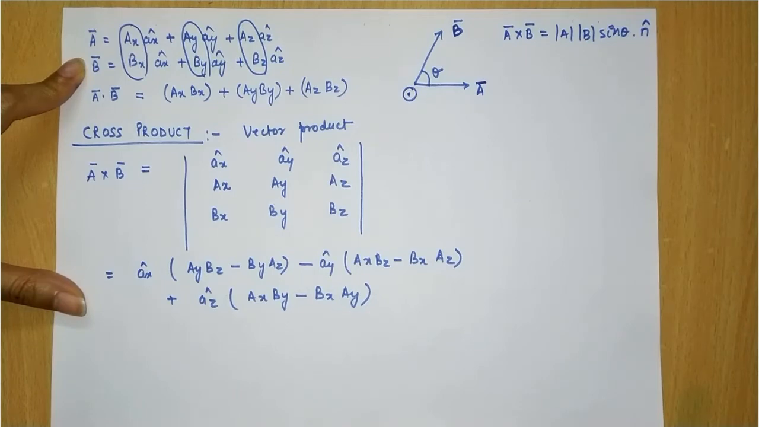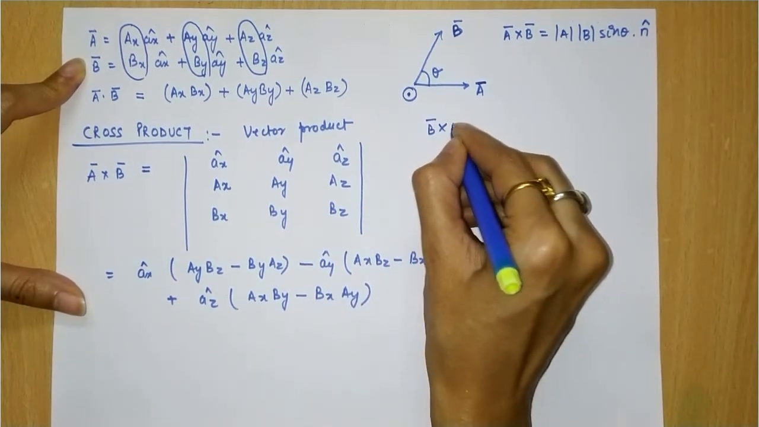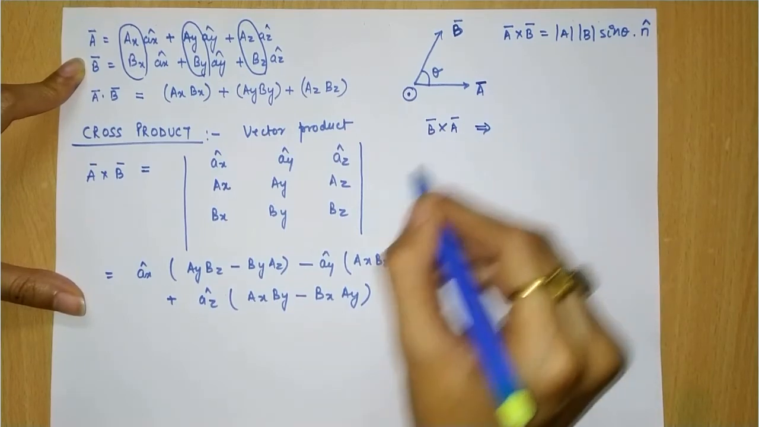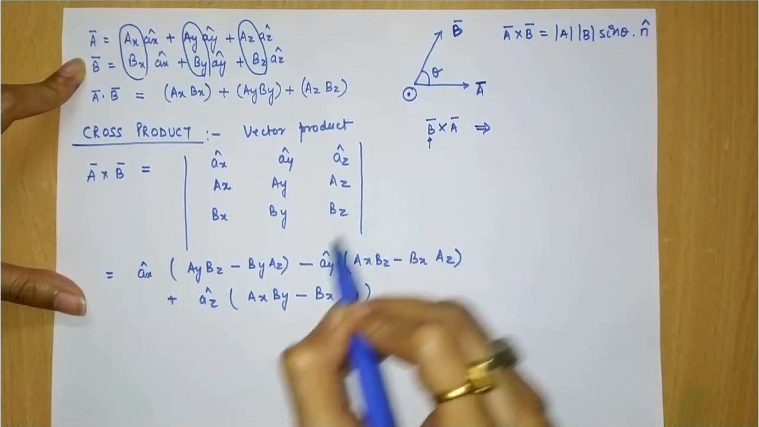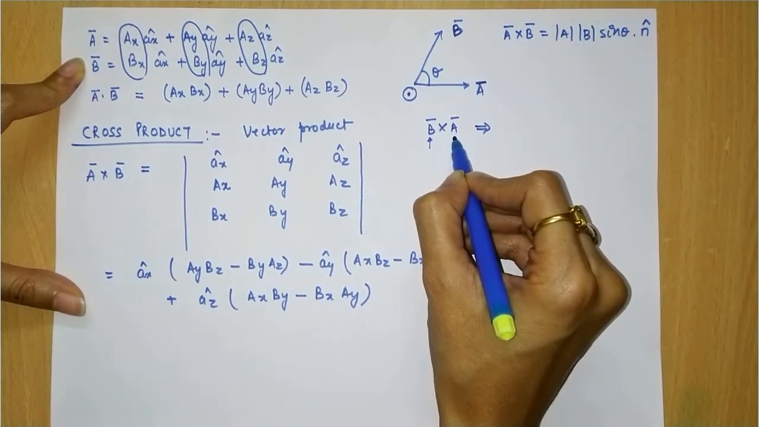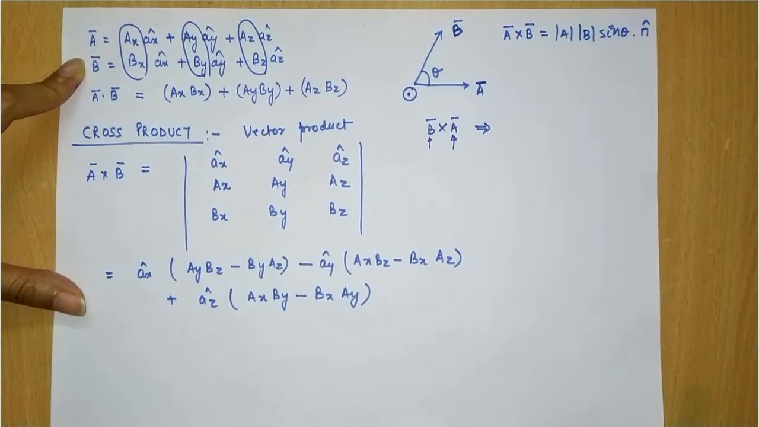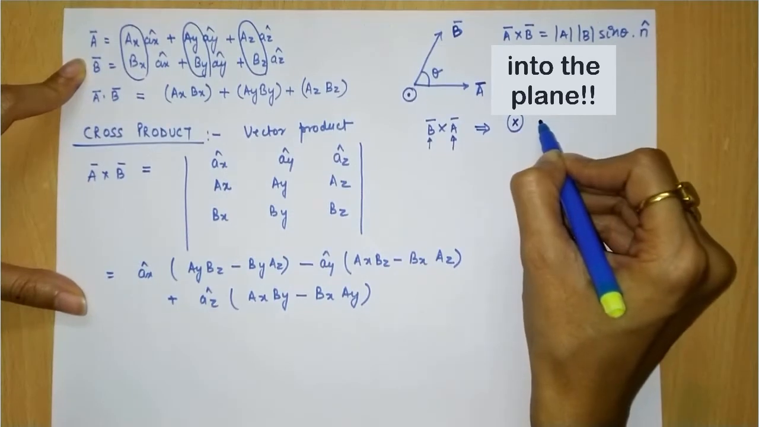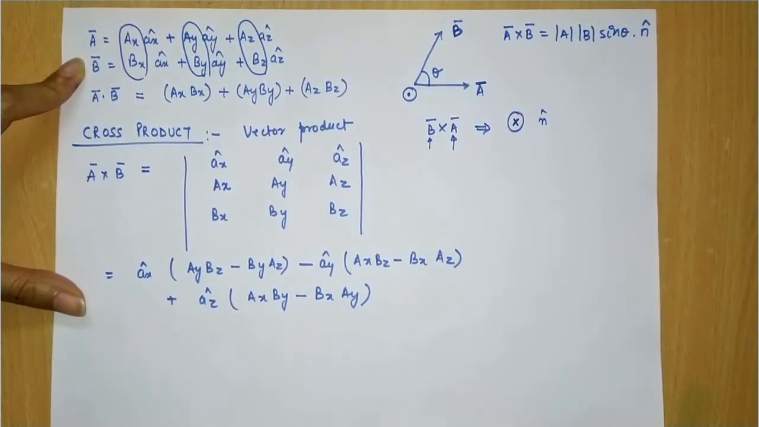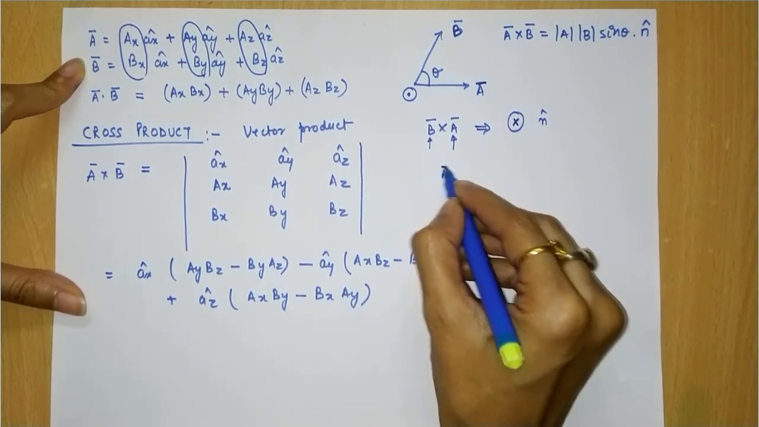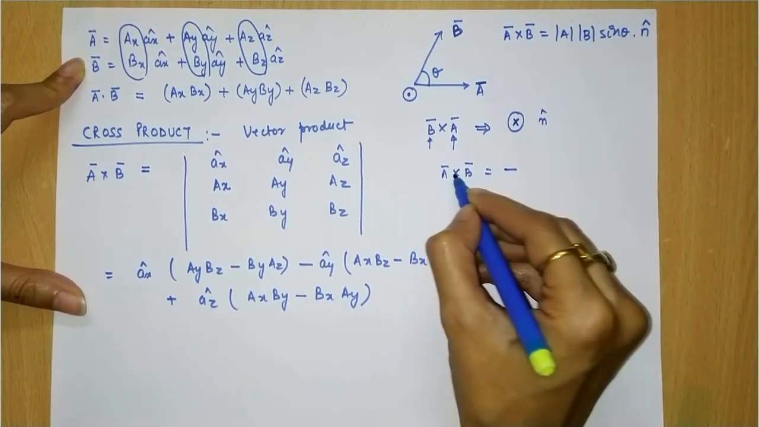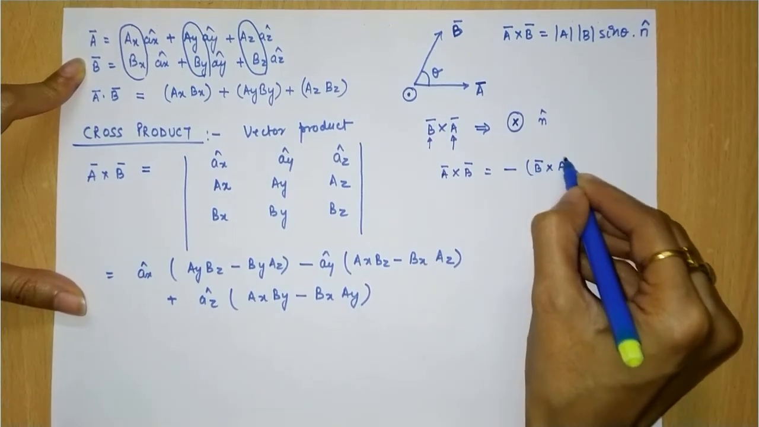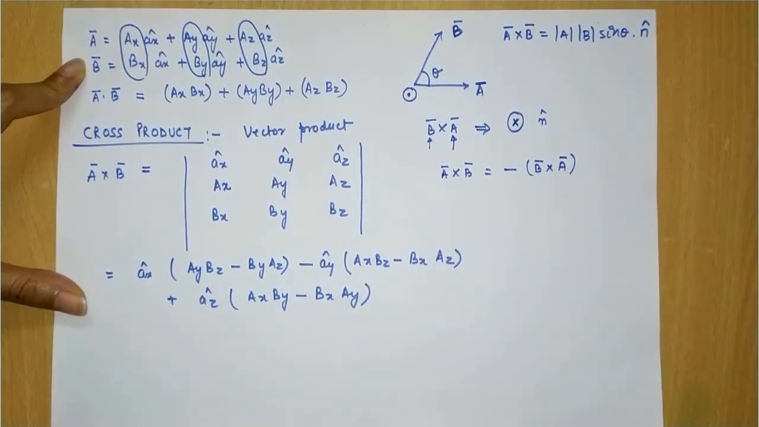Now, if we want to find B cross A, then keep the fingers in the direction of vector B and curl or fold them along vector A. Then the thumb will be pointing into the plane of the paper, represented by a cross. This is the direction of the normal vector. Hence, we can see that A vector cross B vector is negative of B vector cross A vector. That is, the vector product is not commutative; even though the magnitude is the same, the direction is opposite.